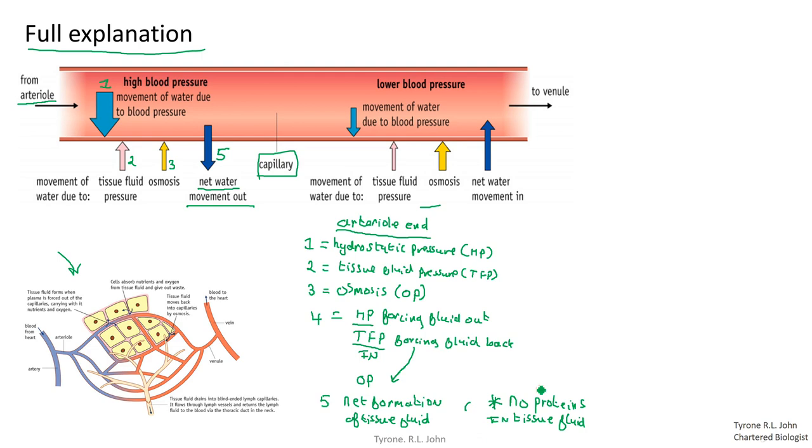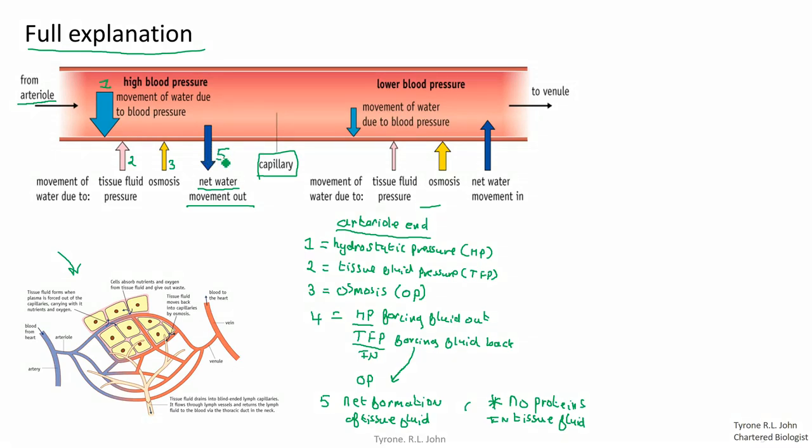Right, so that's the arterial end dealt with. Okay, and just remember, I think I've said it before, but I'll say it again, the size of these arrows represent the size of whether it's the pressure or whether there's the net movement of water. They just represent the processes occurring, and how much they're occurring.